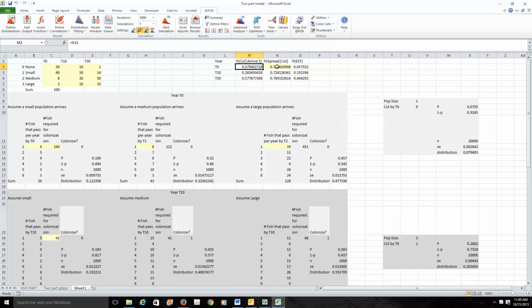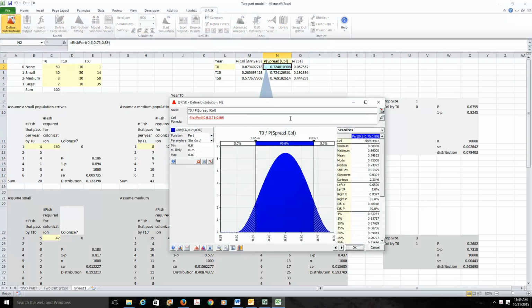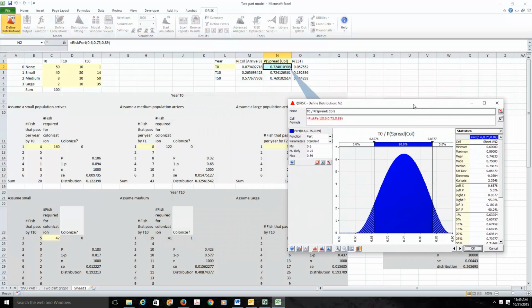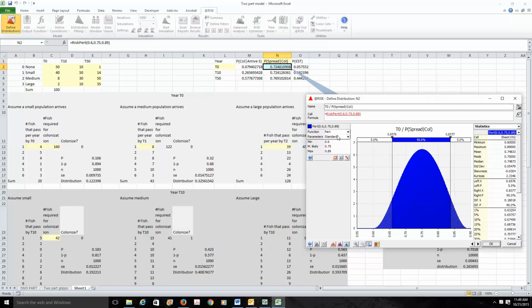Now we have one other value in yellow that we elicited from our experts. And here, when I put together this dummy model, I just used a PERT distribution. That would be changed to a beta. But for now, notice that this says the minimum probability of spread given that we have colonization is 0.6. The maximum probability of spread given that colonization has taken place is 0.89, and most likely it's going to be a 75% chance.